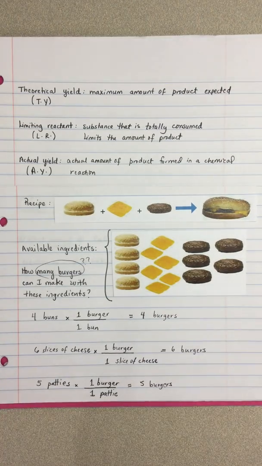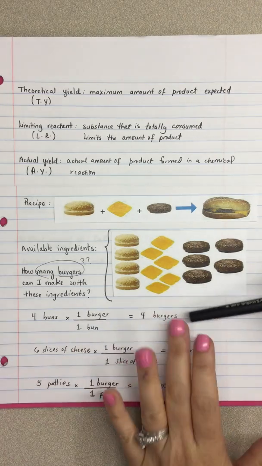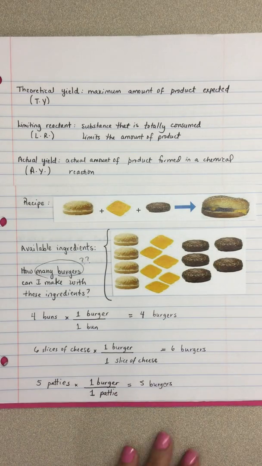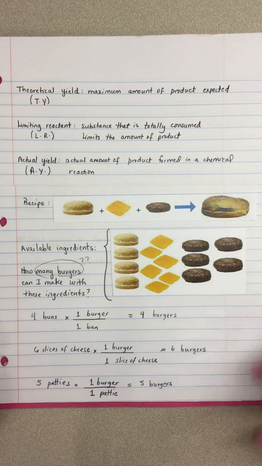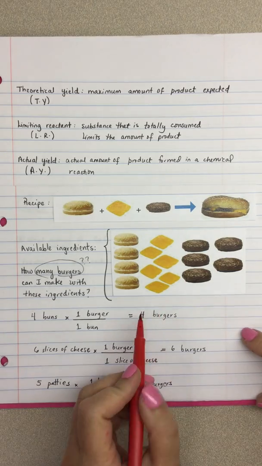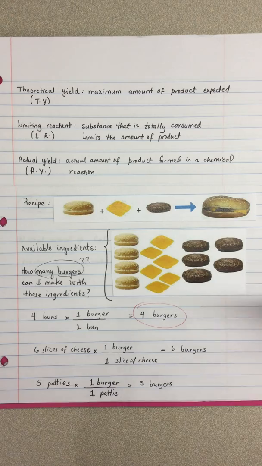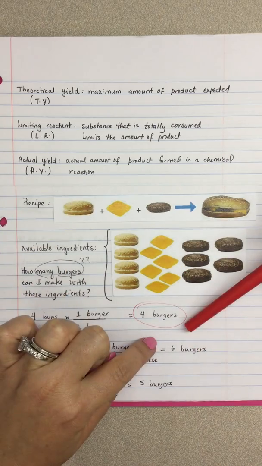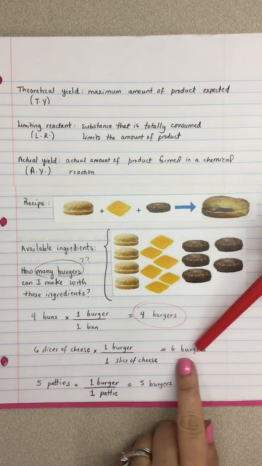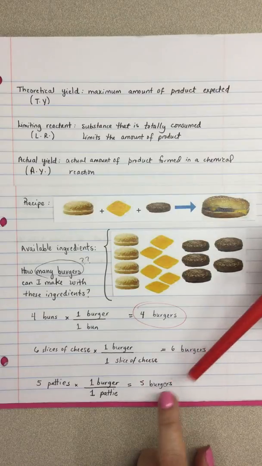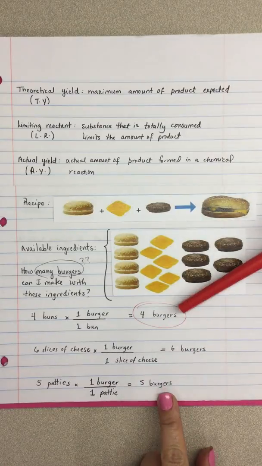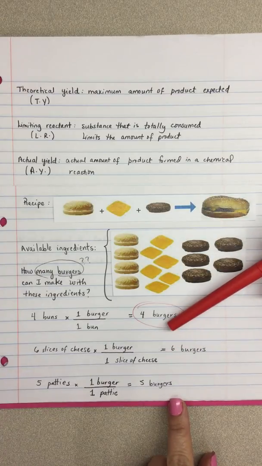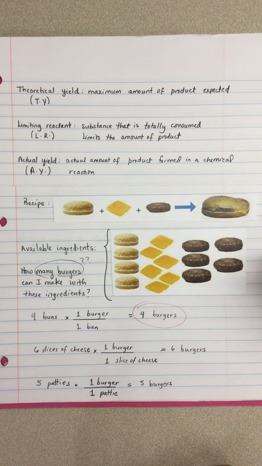So I have 3 possible amounts, right? With the buns, I can get 4. With the cheese, I can get 6. And then with the patties, I can get 5 burgers. But the actual amount of burgers that you can get is this number here. Just 4. You have buns enough for 4 burgers. You have enough cheese for 6. You have enough patties for 5. But you don't have enough buns to get 6 or to get 5 burgers. You have enough buns to get only 4.